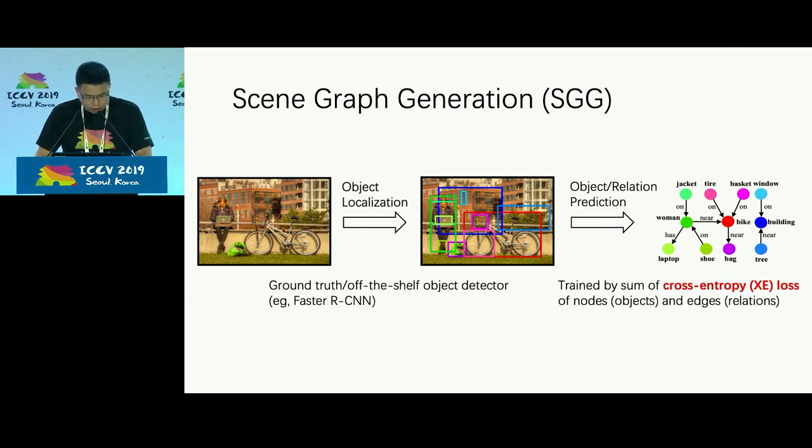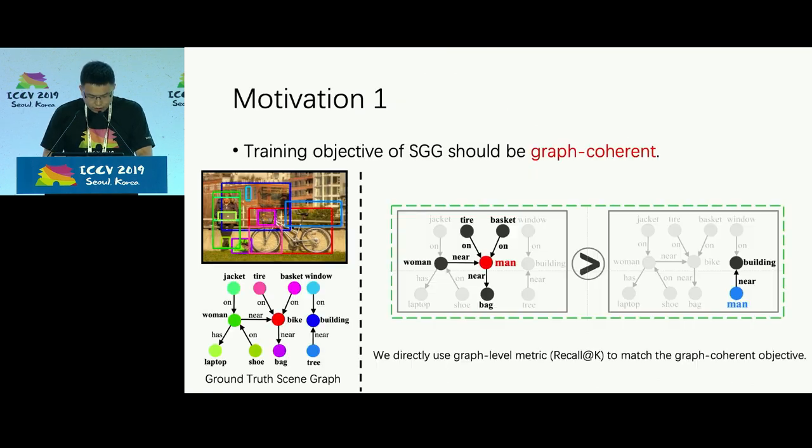In terms of object localization, the bounding box comes from ground truth annotation or is detected by an object detector. Then, the whole model is trained by the sum of cross entropy loss of nodes and edges. We argue that the training objective of scene graph generation should be graph coherent. By graph coherent, we mean that the quality of the scene graph should be measured at the graph level. For example, the red node bike and the blue node tree are both misclassified as men. The widely used cross entropy loss penalizes the two errors equally, but the error of misclassifying the red node should have more severity than the blue one, as it will influence more nodes and edges. In this paper, we directly use a graph level metric to match the graph coherent objective.